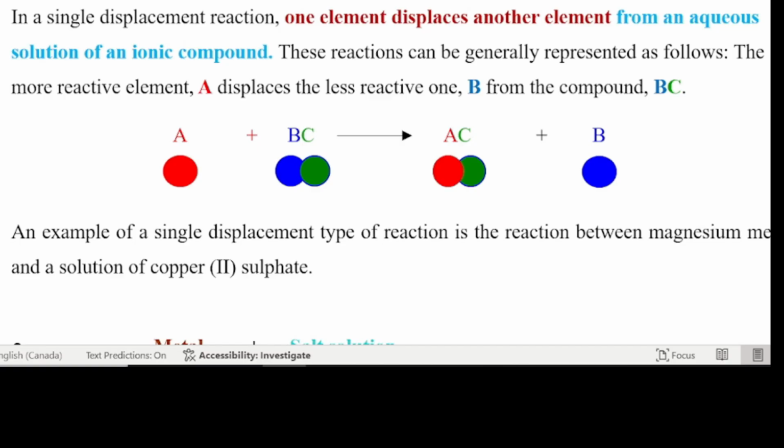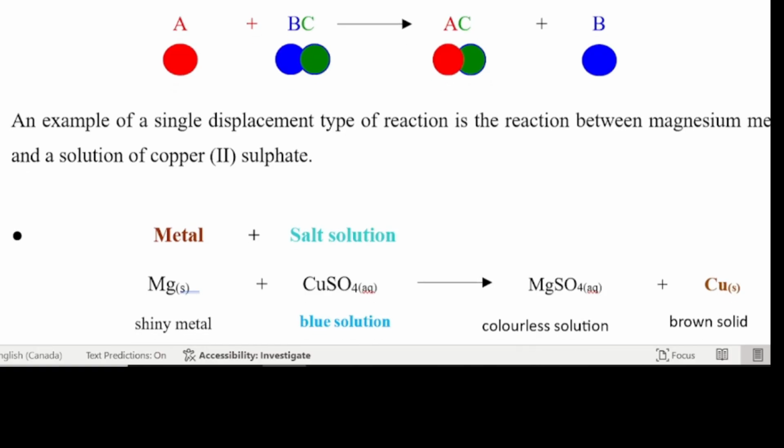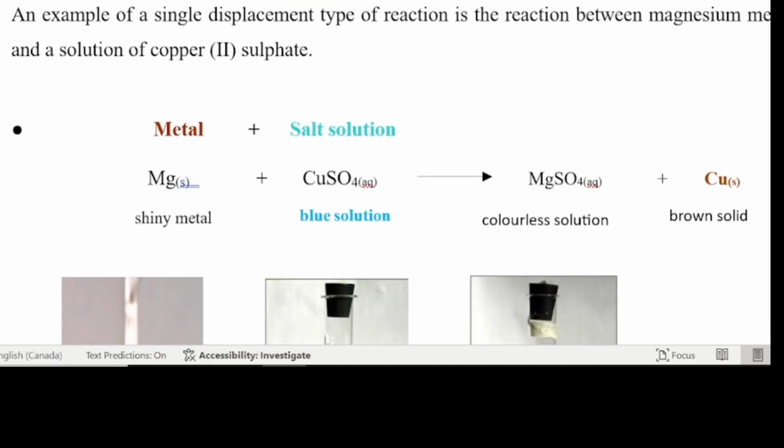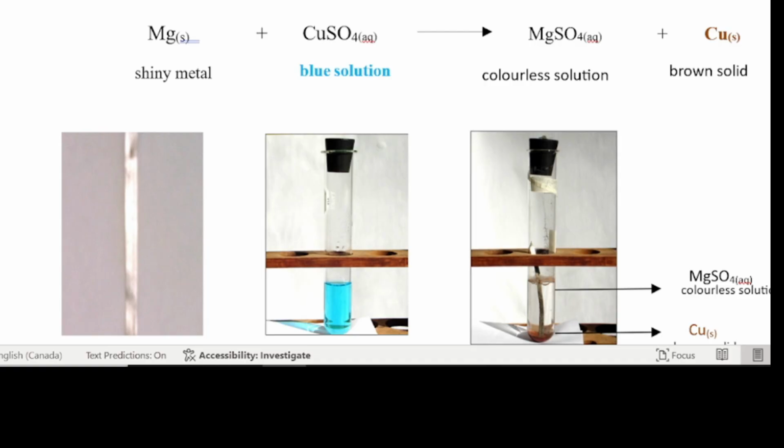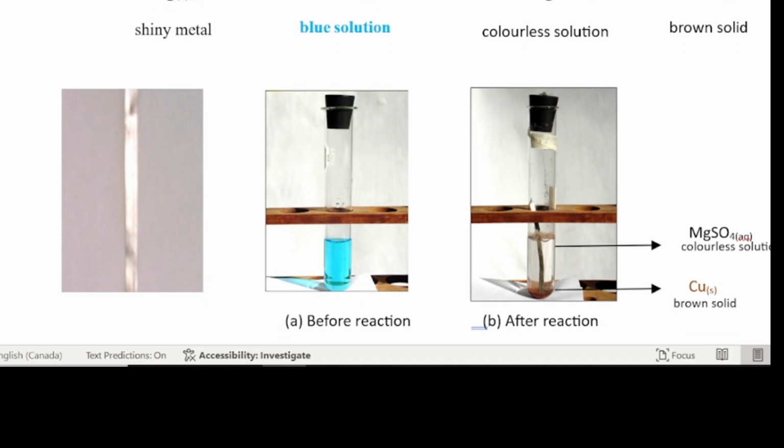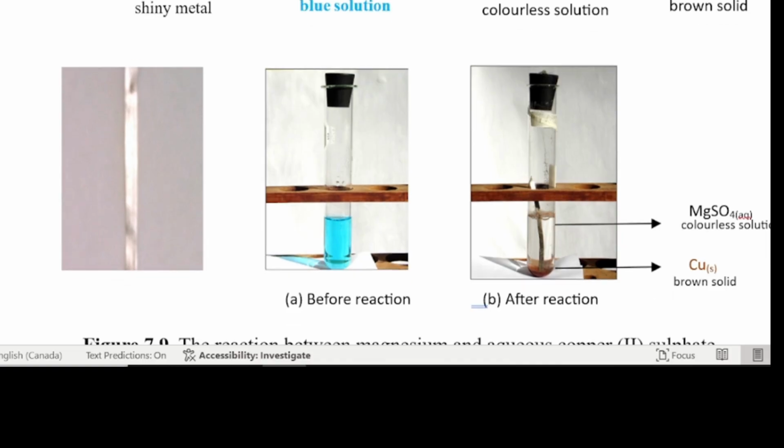An example of that I usually show my students is a reaction between magnesium and copper sulfate solution. Copper(II) sulfate solution is blue, and magnesium is a shiny metal. When that happens, it forms a colorless solution of magnesium sulfate, and solid copper is deposited or precipitated. So this is a strip of shiny magnesium here. This is the blue copper sulfate solution before the reaction, and this is what happens after the reaction.